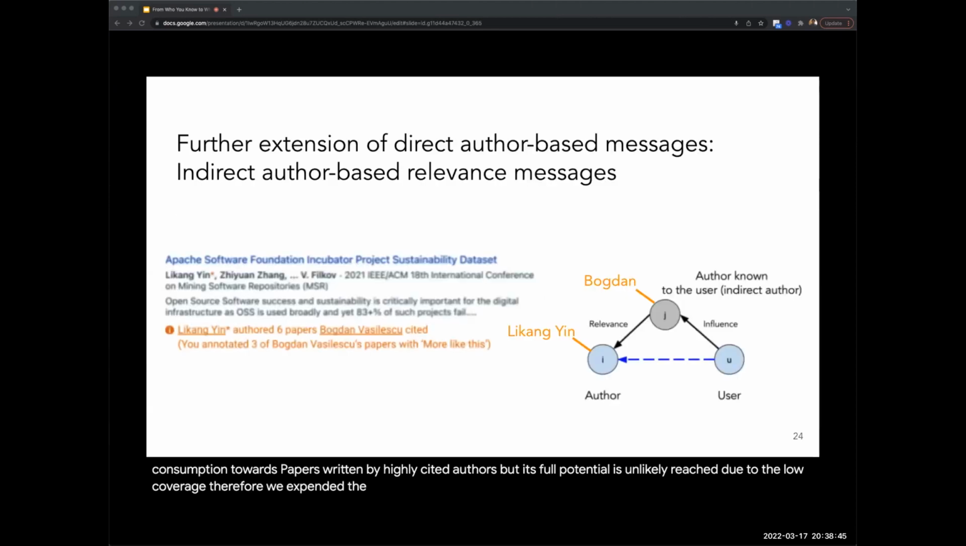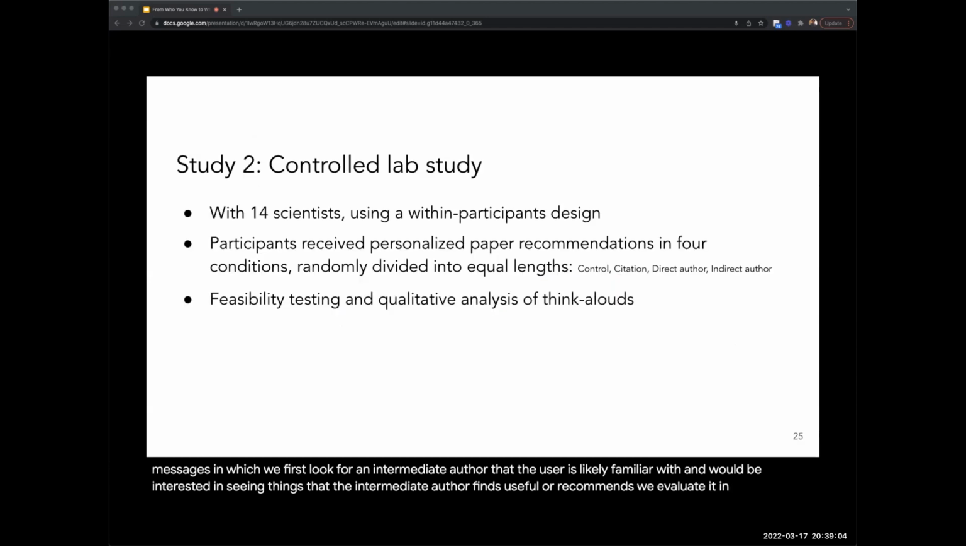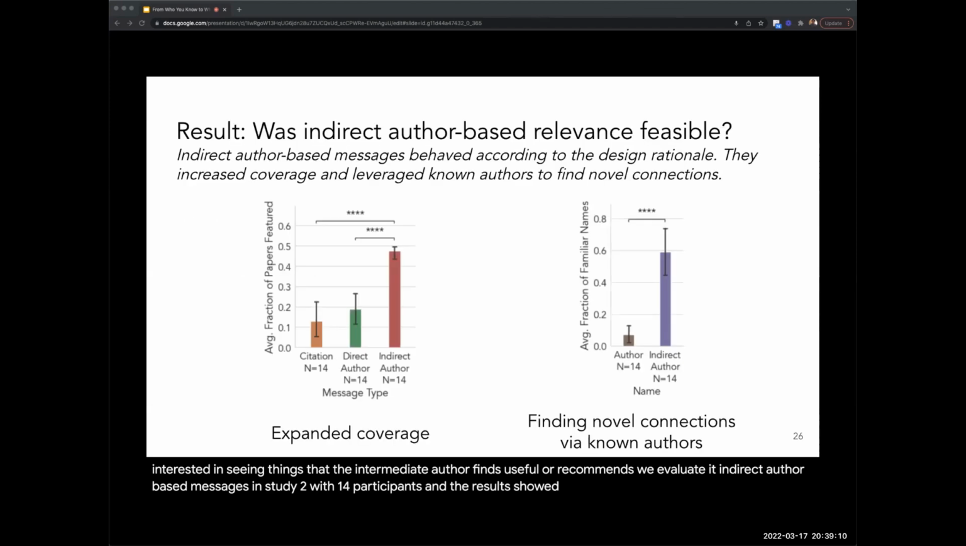Therefore, we expanded the author relevance relations to introduce indirect author-based relevance messages, in which we first look for an intermediate author that the user is likely familiar with and would be interested in seeing things that the intermediate author finds useful or recommends. We evaluated indirect author-based messages in study 2 with 14 participants. And the results show that the indirect author-based relevance messages significantly increased the percentage of featured recommendations to around 50% compared to direct author-based relevance messages. And they behaved as planned by featuring novel connections to unknown authors mediated by the familiar intermediate authors.